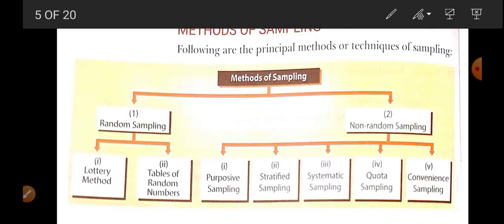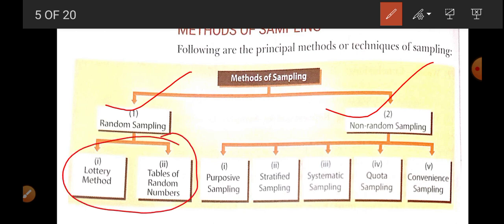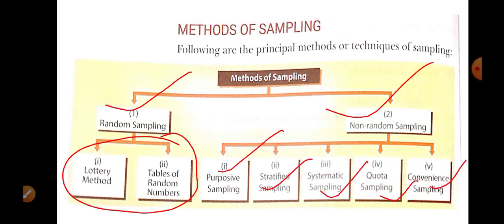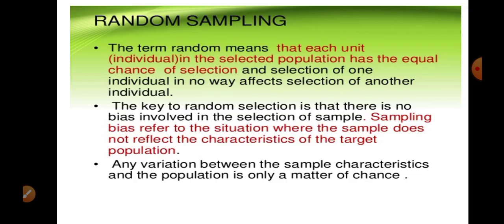Now, when we decide to use the sample method for collection of data, there are many ways of selecting the sample. Sample means selection of a few members from all. There are many methods. Basically, it is divided into two groups, random and non-random. In random, we find lottery and table. Non-random: purposive, stratified, systematic, quota and convenience. Let us understand each one by one.